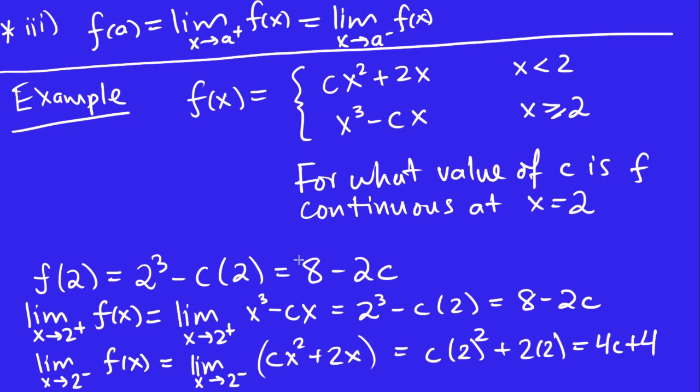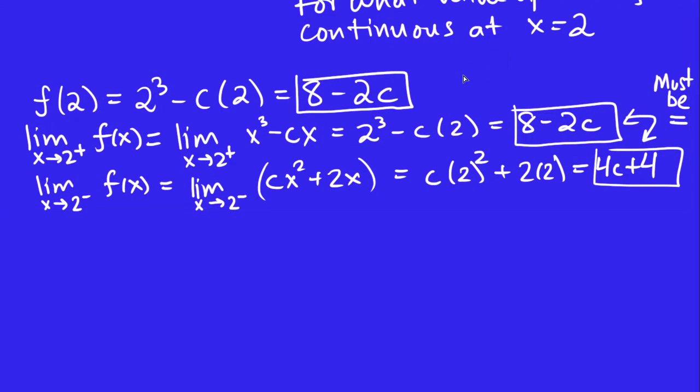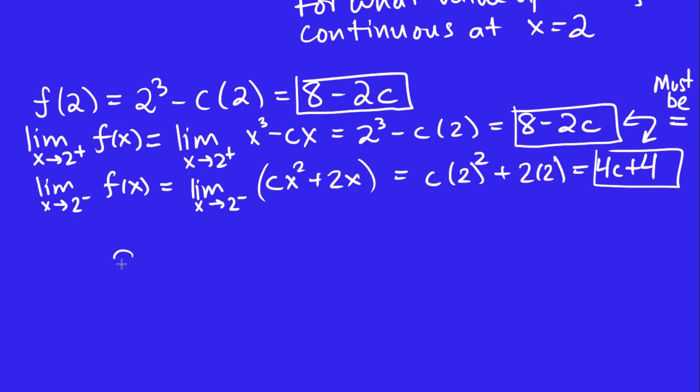Okay, now let's look at these quantities. Criteria 3 says all of these have to be the same. Well, 8 minus 2c and 8 minus 2c are definitely always going to be the same. This is the interesting one right here. These must be equal, right? That's what it's kind of saying right there. So we're going to set those equal to each other. We'll get a very simple little algebra equation, and we'll obtain the answer in a few steps.